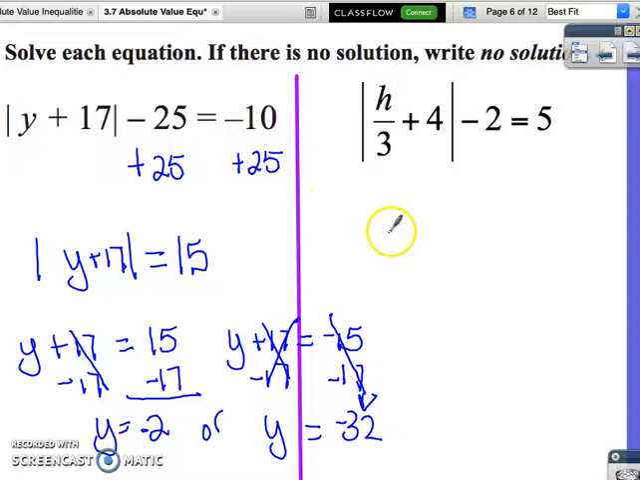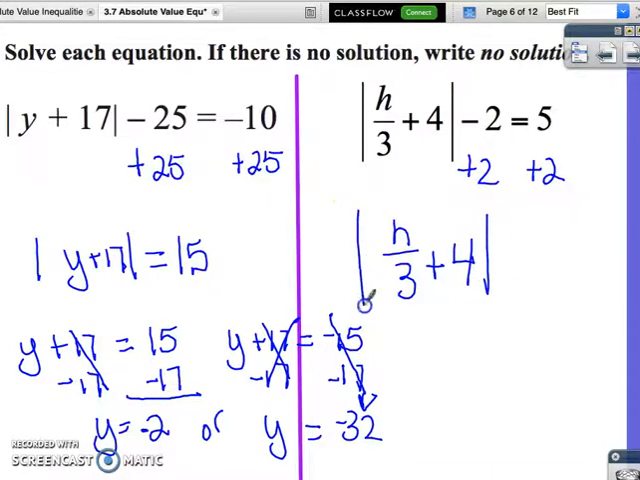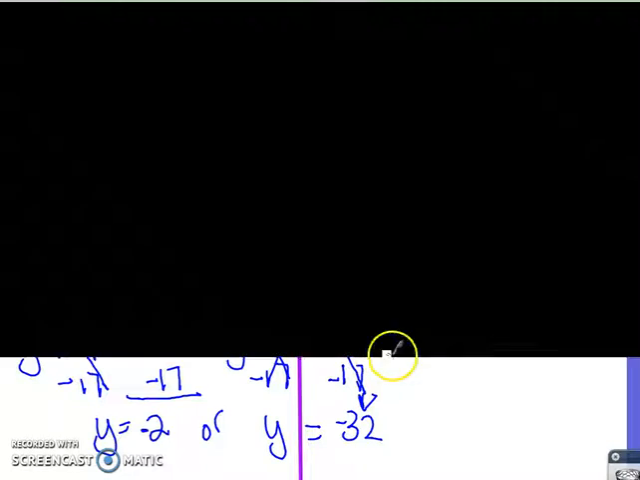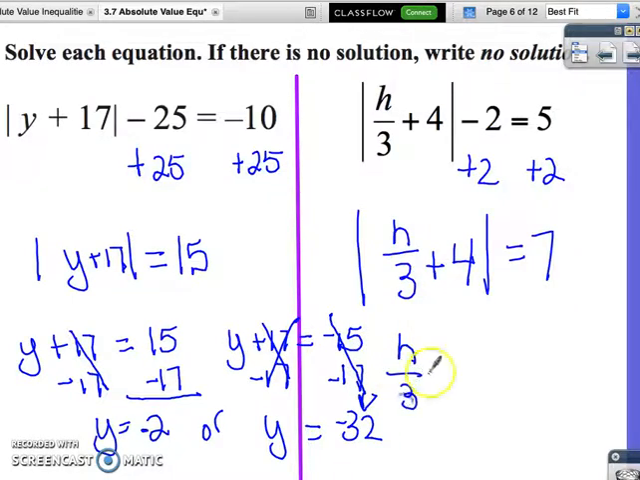All right. I have my absolute value, and then I have a minus 2 on this side of my equal sign, so I need to get rid of my minus 2 by adding 2 to both sides. The absolute value of h over 3 plus 4 is equal to 7. Here I'm going to drop my absolute value and set it equal to 7 and negative 7. So h divided by 3 plus 4 equals 7. And h divided by 3 plus 4 equals a negative 7.